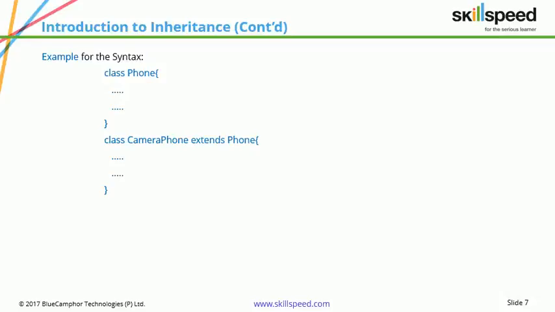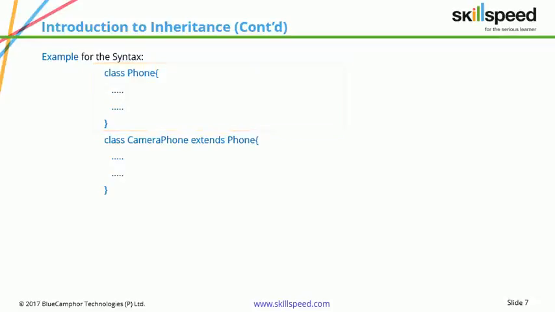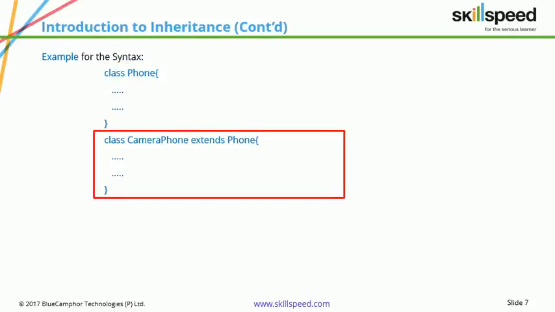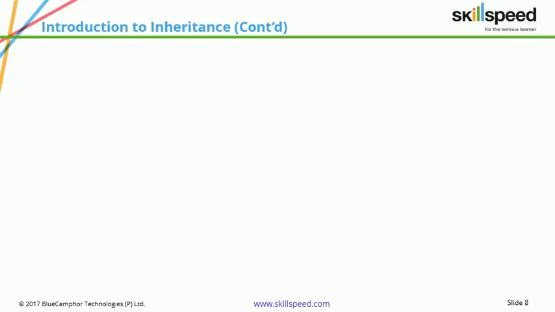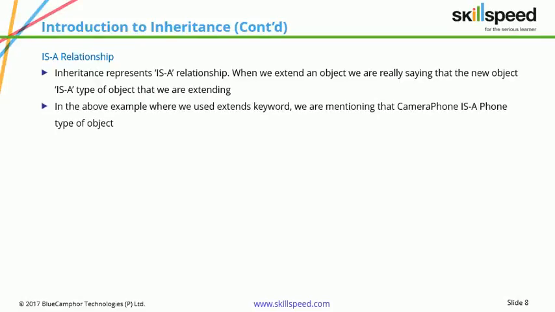Here is a simple example for the syntax: class Phone followed by the declaration and details of the Phone class. Then we write class CameraPhone extends Phone followed by the details of the CameraPhone class. We usually refer to inheritance in the concept of an is-a relationship. So inheritance represents an is-a relationship. When we extend an object, we are really saying that the new object is a type of the object that we are extending. In the above example, where we use the extends keyword, we are saying that CameraPhone is a Phone type of object.